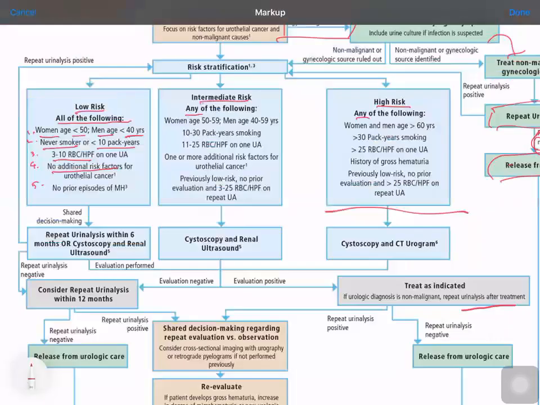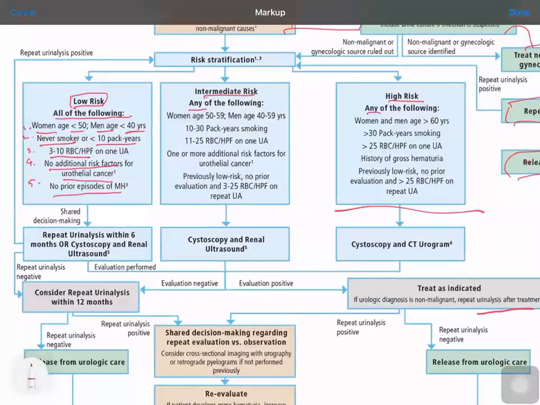And if you want to stratify the patient as low risk, these patients should not have any of the risk factors, and there should be no prior episodes of microhematuria. This should be the first episode for the patient, and this is for the low risk patient.